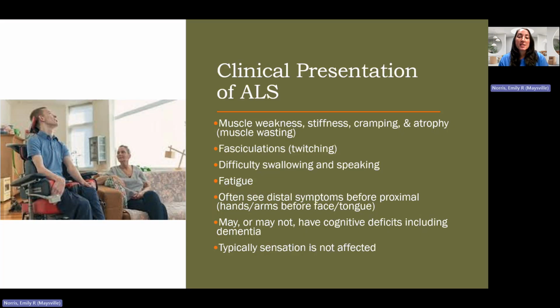Some of the clinical presentation include muscle weakness, stiffness, cramping, atrophy, muscle wasting, fasciculations, which is the twitches, difficulty swallowing and speaking, fatigue. You'll often see distal symptoms before you see the proximal. So most commonly, you'll see symptoms in the hands and the arm before you see them in the face and tongue. You may or may not have cognitive deficits like dementia associated, and then the sensation is typically intact. So it's just motor function that's being attacked, not sensation.